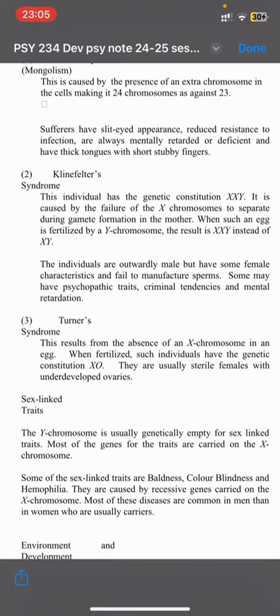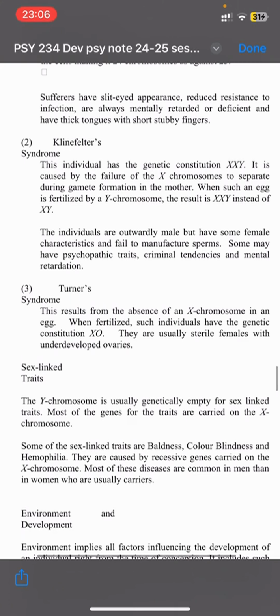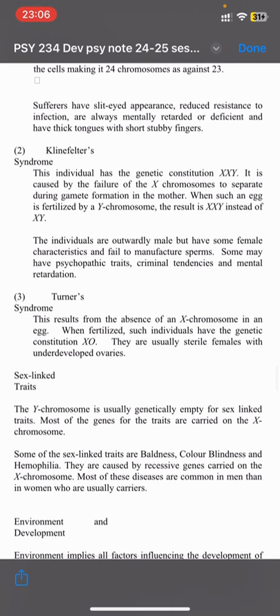Now, Turner syndrome. This results from the absence of an X chromosome in an egg. When fertilized, such individuals have the genetic constitution XO. They are usually sterile females with underdeveloped ovaries. So the egg doesn't have an X, but the guy gave out his own X, so that creates a female. Basically, in the egg there was no X chromosome, but the guy was able to give out an X chromosome to form an XO. They're usually sterile females with underdeveloped ovaries.